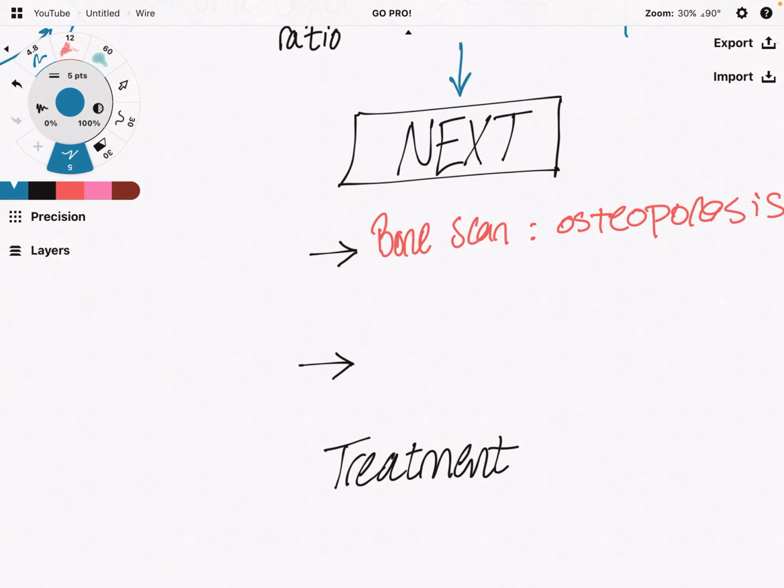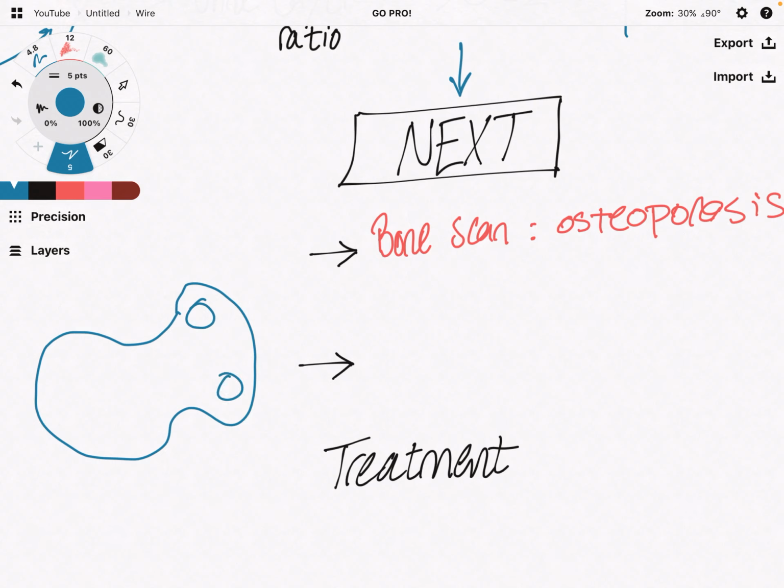Now, the next thing is that we need to know where exactly is the hyperfunctioning parathyroid. As we know, we have the parathyroid glands located posteriorly to the thyroid gland. So which one of them is the active one? Which one of them is the one that has adenoma or cancer? Or do all of them have hyperplasia? Therefore, what we need to do is a test called sestamibi scan.